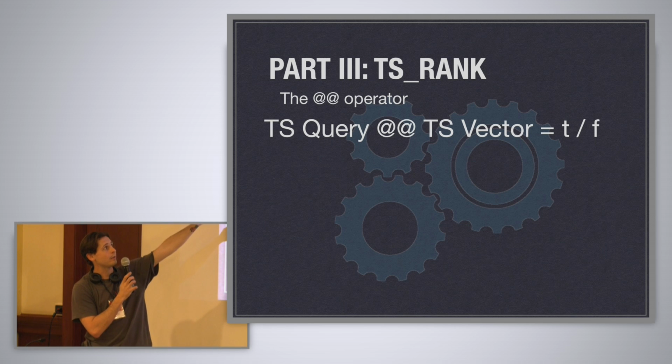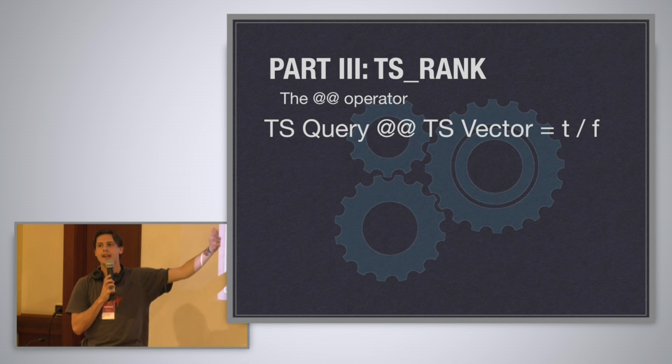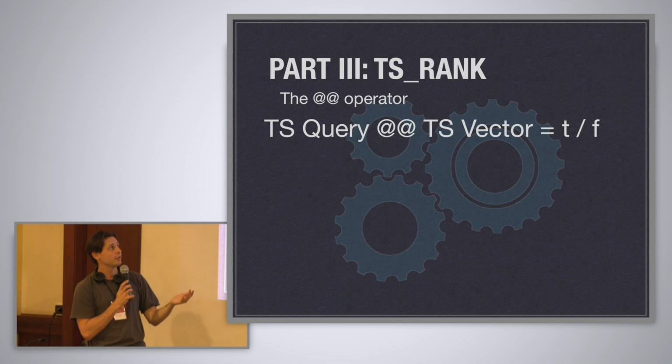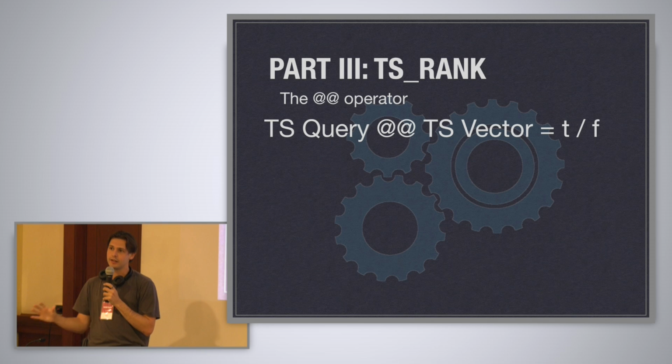Whereas this double @ operator is actually really, really fast. But it doesn't give us a number. It doesn't tell us how relevant things are. It only tells us that they are relevant. So we do a first pass to determine which documents are relevant at all. And then of the documents that are relevant at all, those are the ones that we apply our ranking function to.